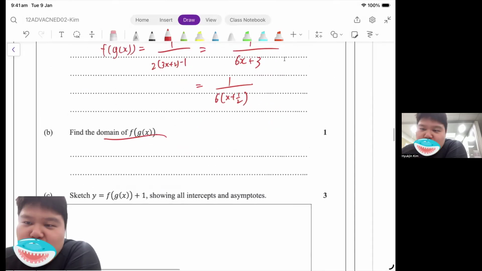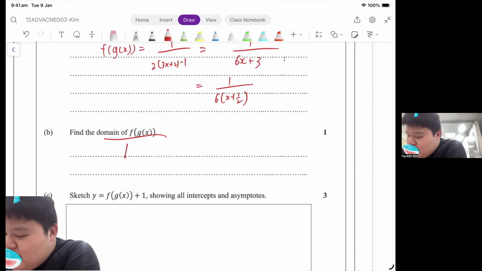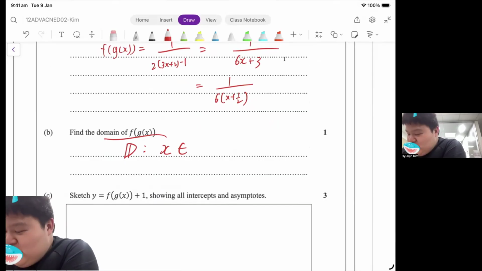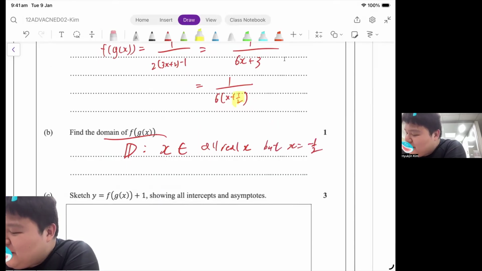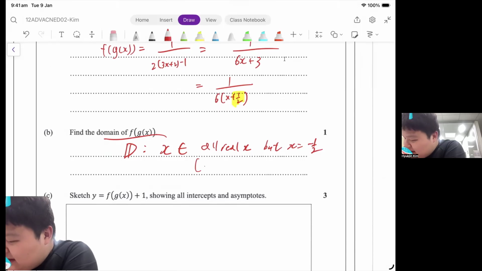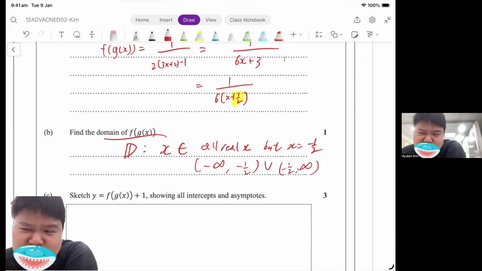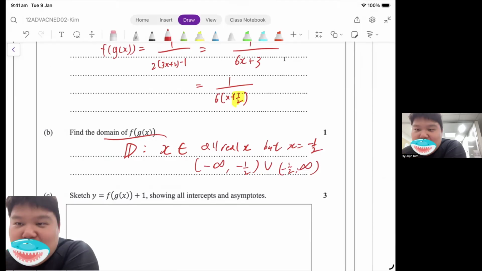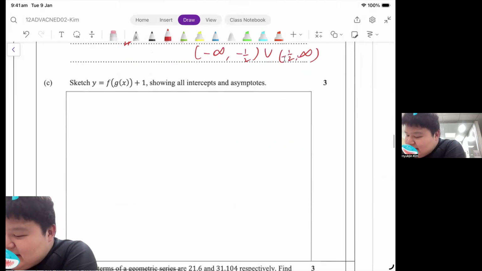It just essentially means what values of x make sense and what values of x don't. You can do whichever one you want. You can say all real x, but x does not equal negative half because you don't want that to be 0. Or you can say negative infinity to negative half, union negative half to infinity. Or that, you can do whatever you want, that's fine. Yeah, you're all good.